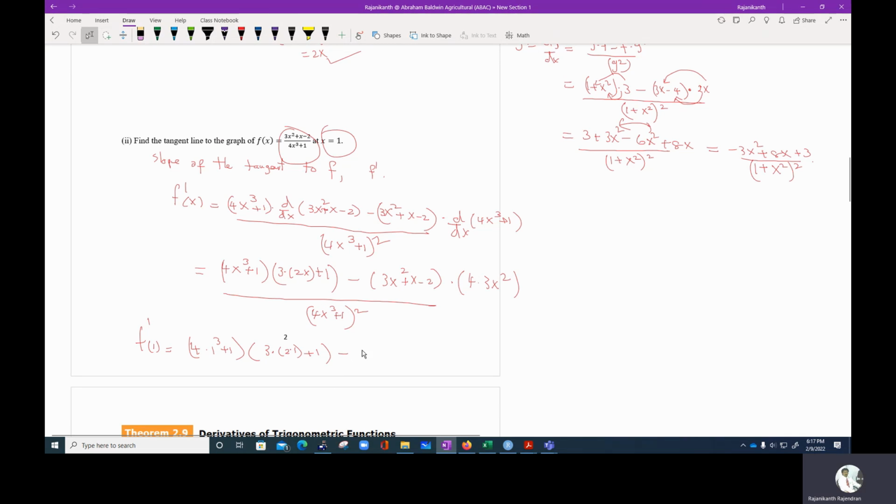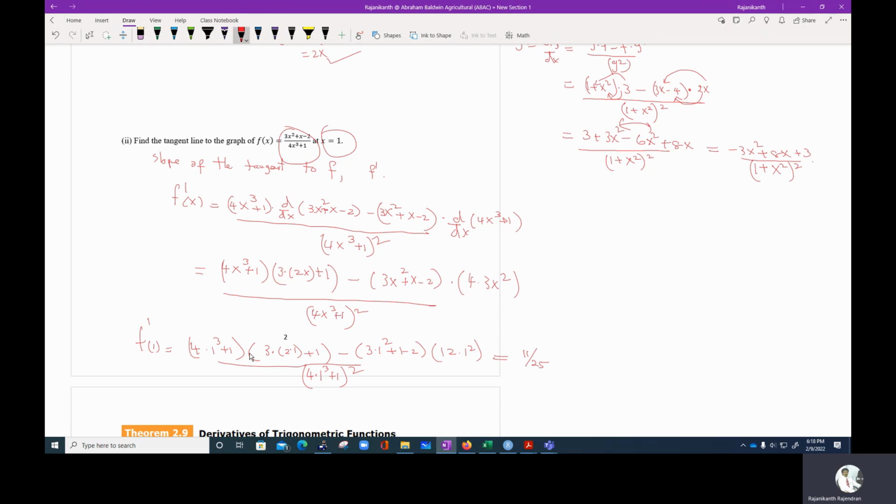Okay, then subtract 3 times 1 squared plus 1 minus 2. And this 4 times 3 is 12 and 1 squared, right? This all over 4 times 1 cubed plus 1, the whole thing squared. So you have to simplify this. If you simplify, what you'll get? You will get 11 over 25. Okay, 11 over 25. So please make sure to check this answer.